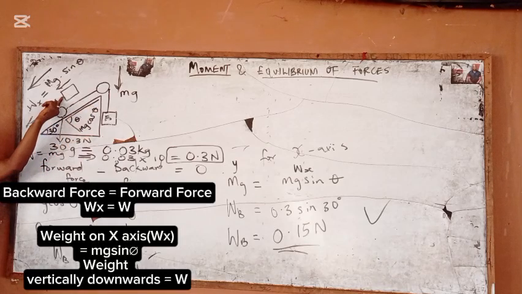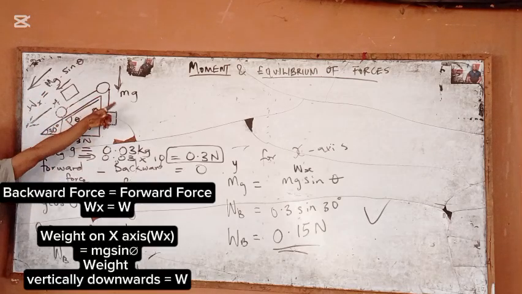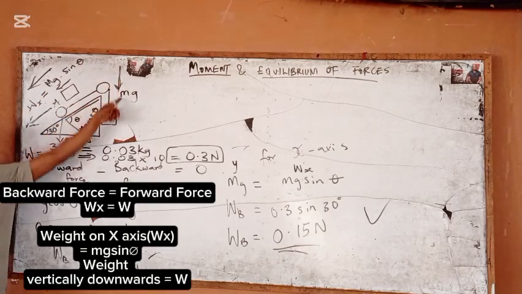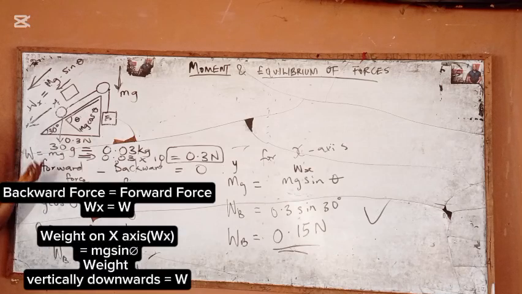So we are now considering if it's going this way, which is Wx, and when it's going this way, it should be equal to what we have here, and the weight that will be happening here is just mg. So that means the forward force here should be equal to what is happening here. It's not hard. All right. So we're actually learning.